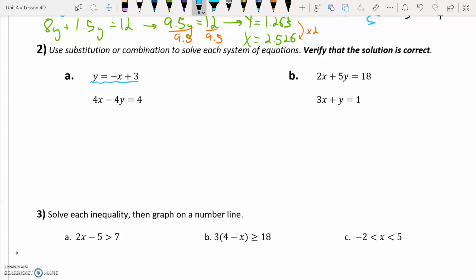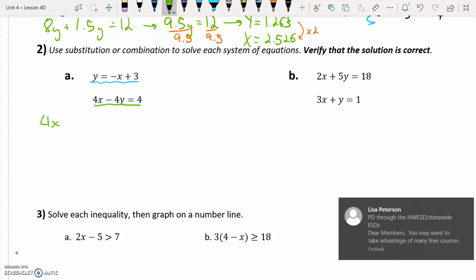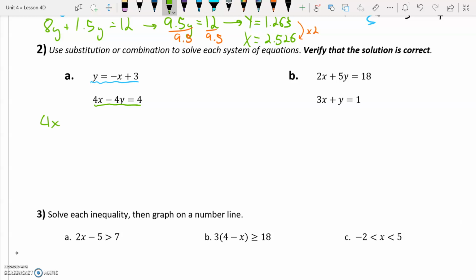So y equals negative 1x plus 3. This one's all set up to use substitution. So what we're going to do, using my color coding, is replace y in the second equation with what y is equal to from the first equation. Because remember, the goal is to get one variable equation out of two variable equations, so we can find the value of one variable. Once we have that, we can calculate the value of the other variable.